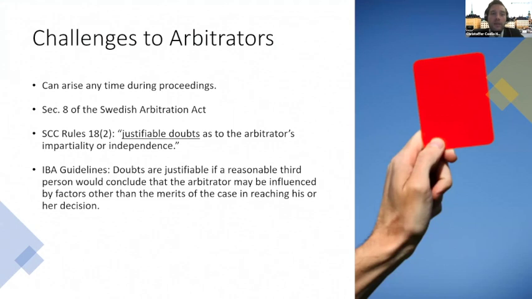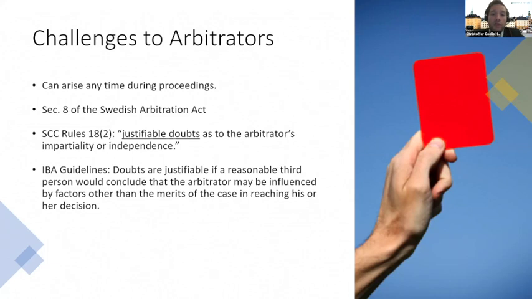In the meantime, I will continue with challenges to arbitrators, because as I mentioned initially, there is a requirement for arbitrators to be impartial and independent. So a relevant question to ask is, how is this principle safeguarded under the SCC rules? According to the SCC rules and also the Swedish Arbitration Act, a party can challenge an arbitrator at any time during the proceedings leading up to the award. After the award has been rendered, the impartiality and independence of arbitrators cannot be challenged, but the award in itself can of course be challenged in accordance with the provisions in the Swedish Arbitration Act.